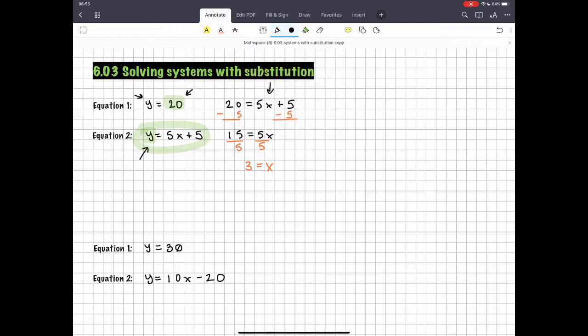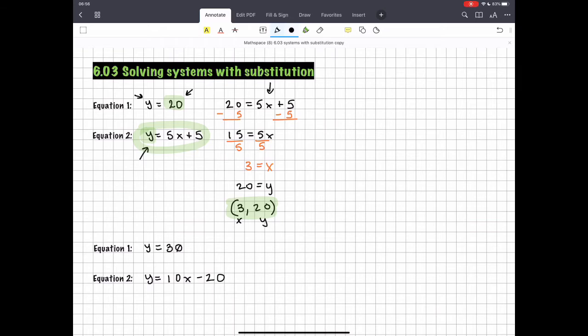I already knew that y equals 20. So my answer is 3, 20. This is the point on a graph where equation 1 and equation 2 would intersect. The 3 and the 20 also make both equations true. So I'll show you what I mean. That's our x value and that's our y.